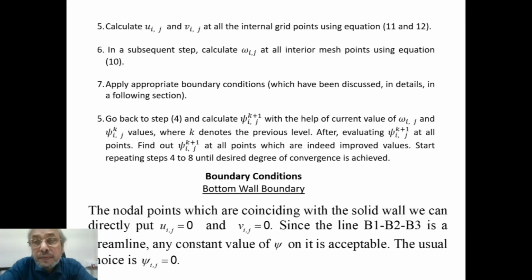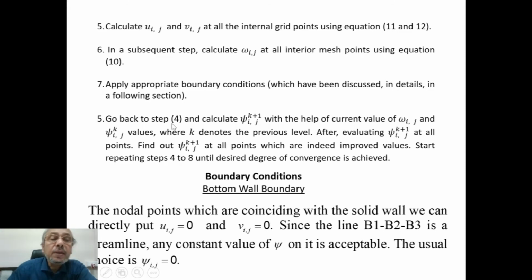Then after finding the new psi ij, we calculate from there again uij and vij using equations 11 and 12 everywhere, and then we calculate omega ij at all interior points using equation 10. Apply appropriate boundary conditions, which are to be discussed now, and we check the velocity field whether it has converged. So the next step should be 8, some printing mistake. 8 is the final step.